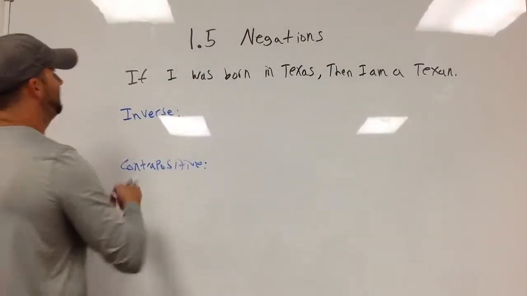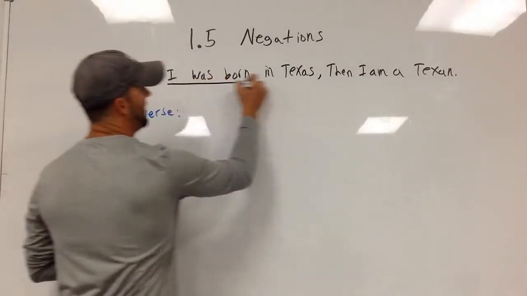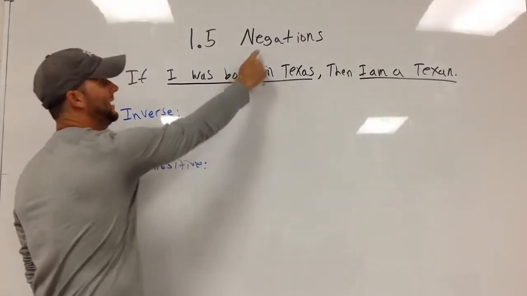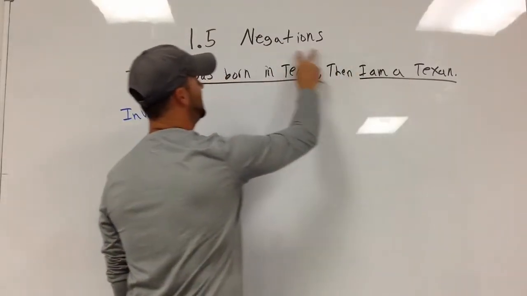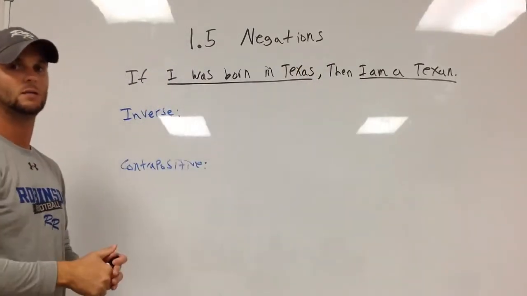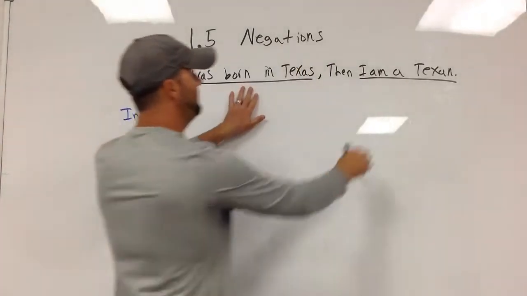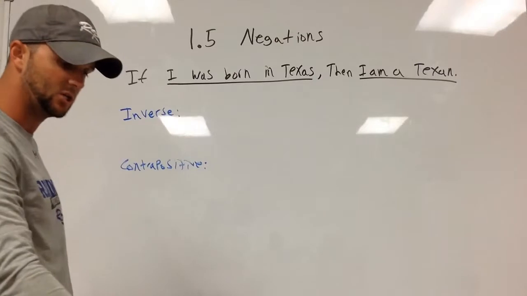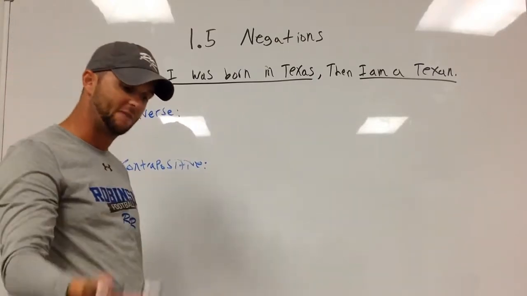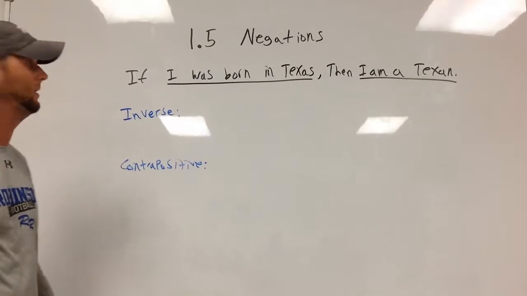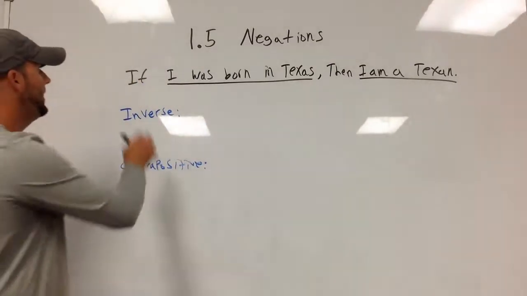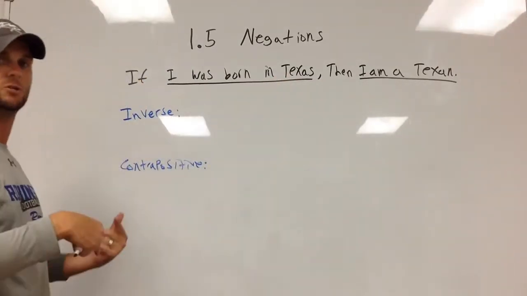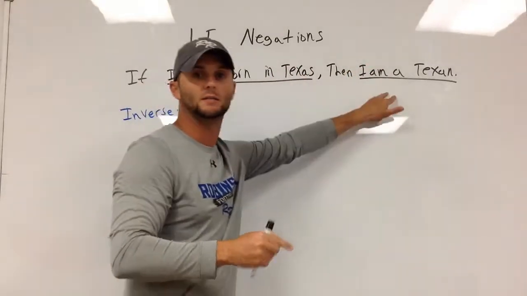Okay? So basically, if I have a conditional statement, I have my hypothesis and my conclusion. If I change this to its opposite, that's negating it. If I change this to its opposite, that's negating it, if that makes sense. Whenever you do that to both the hypothesis and the conclusion, that is called the inverse. The inverse of a conditional statement negates both the hypothesis and the conclusion of the conditional statement. So right here I have this conditional statement: if I was born in Texas, then I am a Texan. If I write the inverse of that, I'm going to change it to not and not. I'm going to negate it.